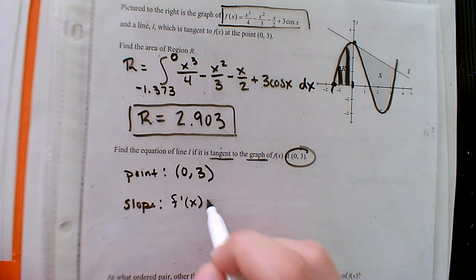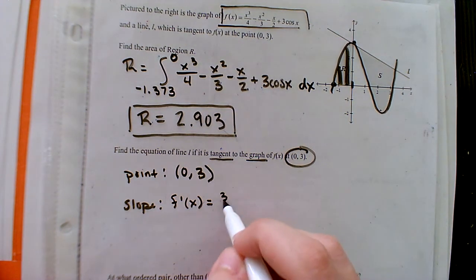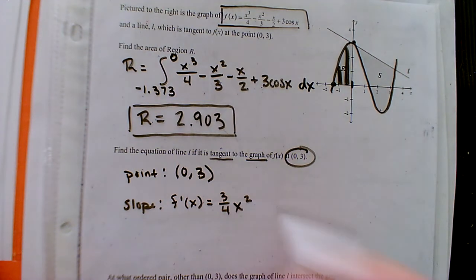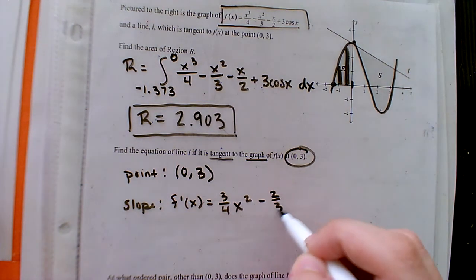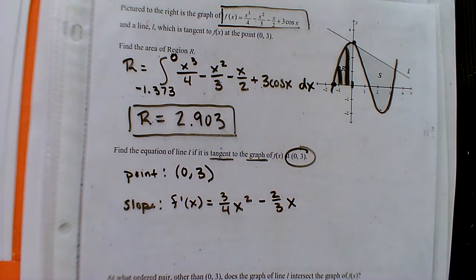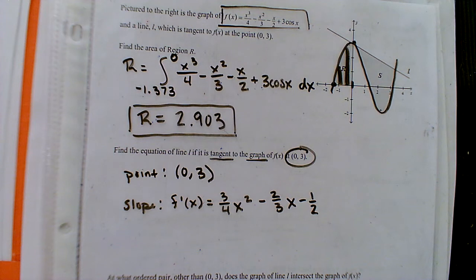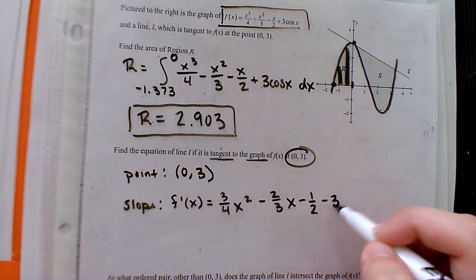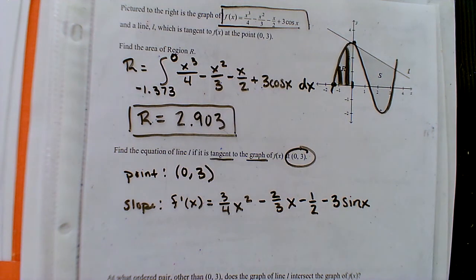So let's go ahead and take the derivative of our function. We would have 3/4 x squared for the first one, minus 2/3 x, minus 1/2, and the derivative of cosine is negative sine, so we'd have to switch that sign. Or switch the addition sign, I guess I'll be specific.